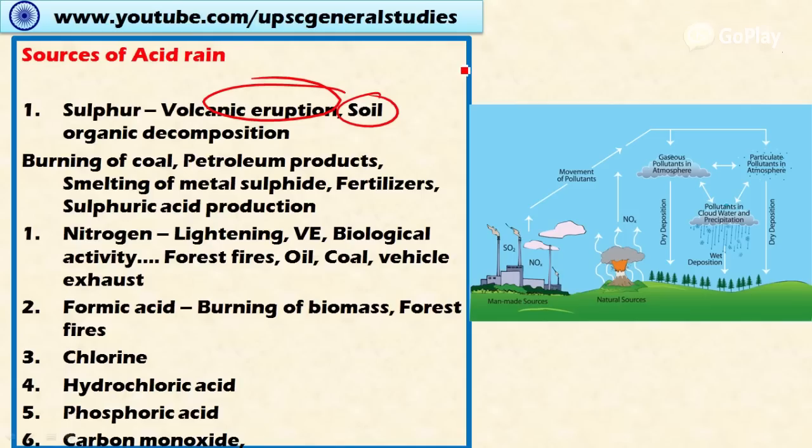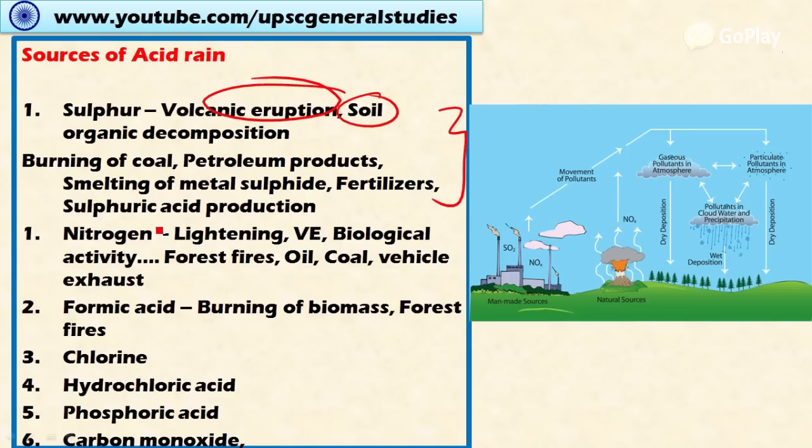And also the human interferences like burning of coal, petroleum products like petrol, diesel, kerosene, and smelting of metal sulfide, application of sulfur based fertilizers into the crops, and sulfuric acid production. These add sulfur to the atmosphere.